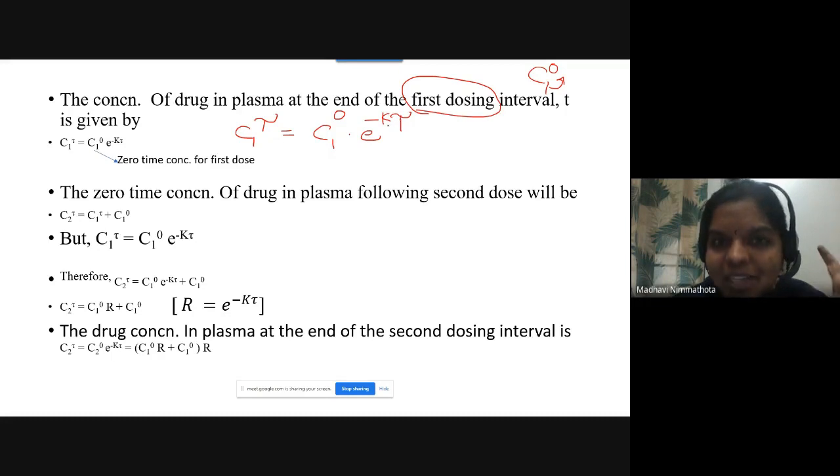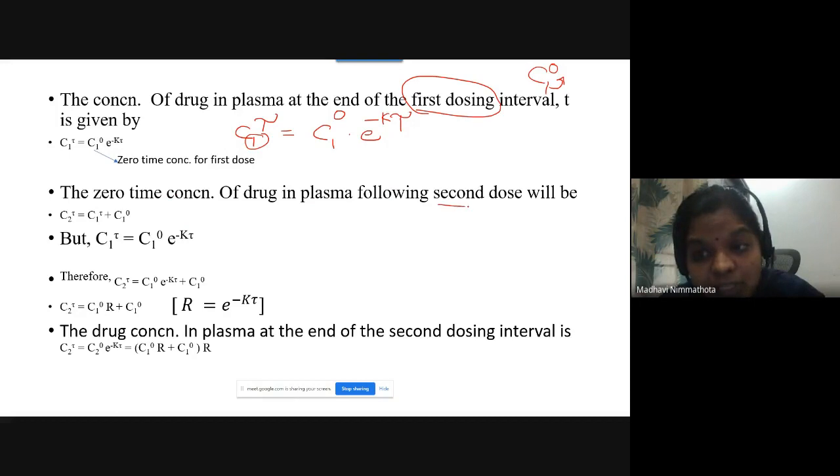We are always taking our dosing intervals into consideration, but here we are considering only the first dosing interval. That is the plasma concentration at the end of the first dosing interval: C1 tau equals C10 into e to the power of minus Kt. At 0 time, how will the concentration be? At 0 time, the concentration of drug in the plasma following the second dose.